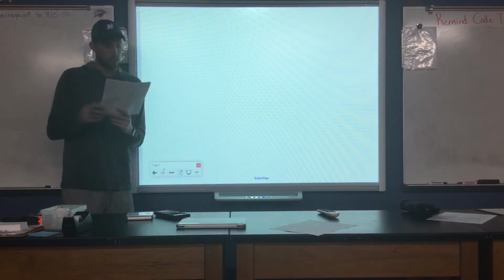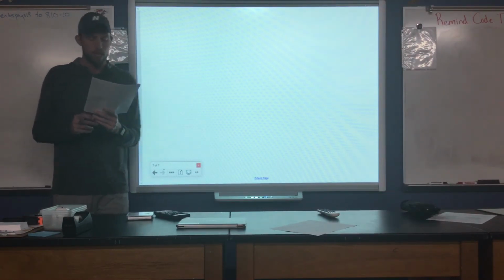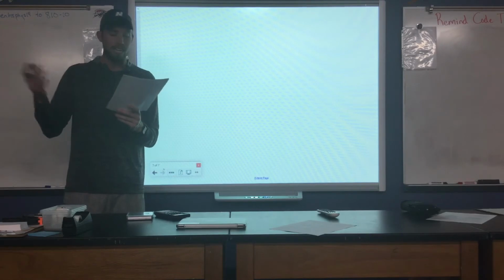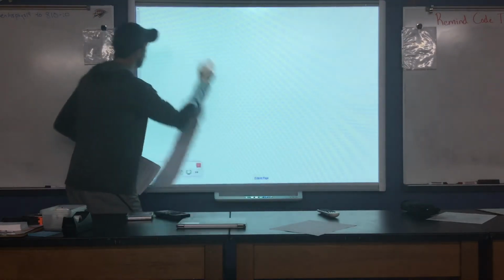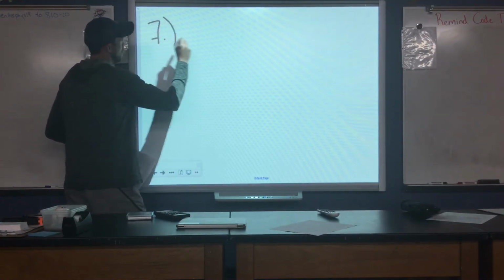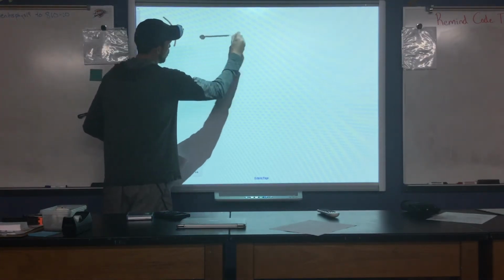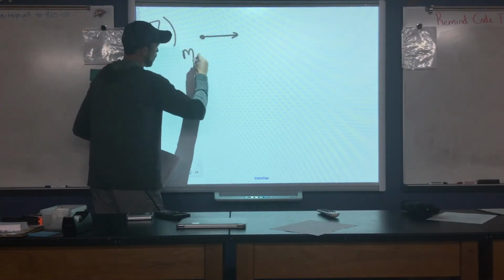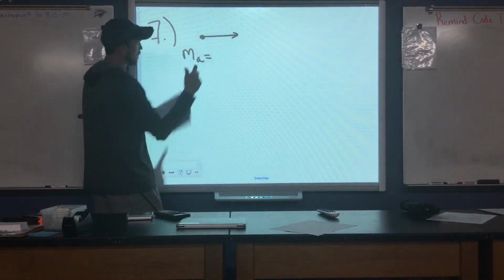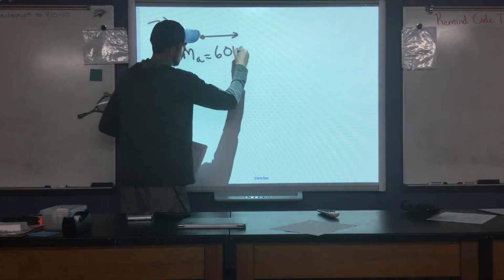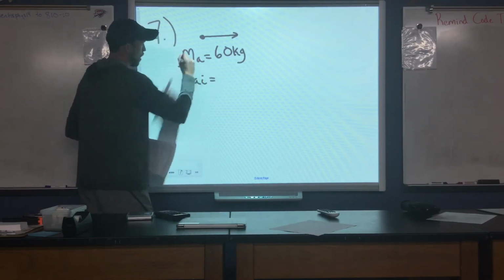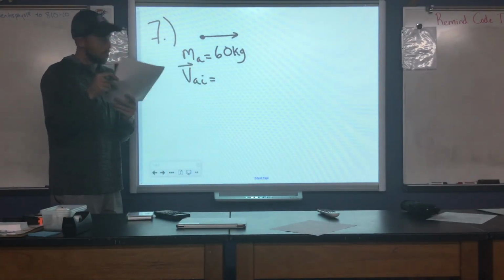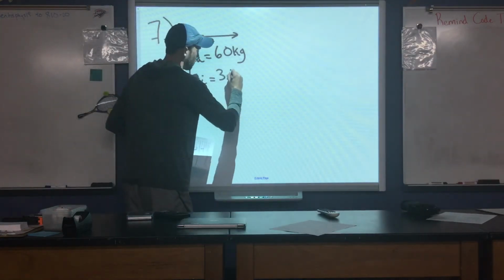Question 7 says this: 2 students collide in a hallway. Student A, with a given mass, is moving east with a velocity of 3.45 meters per second. So we're just going to draw this out. We've got student A, who's moving east, and we're told that student A has a mass of 60 kilograms. And he's moving east, so the initial velocity of student A is 3.45 meters per second.